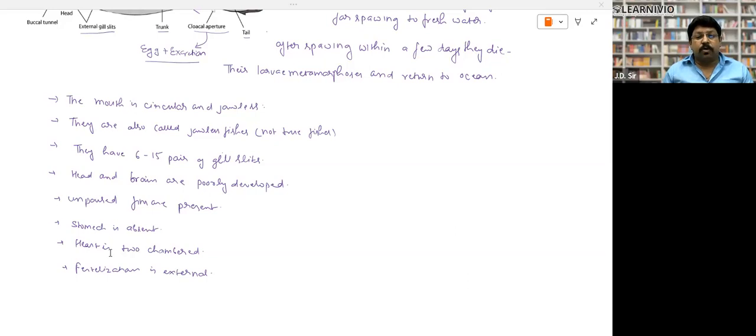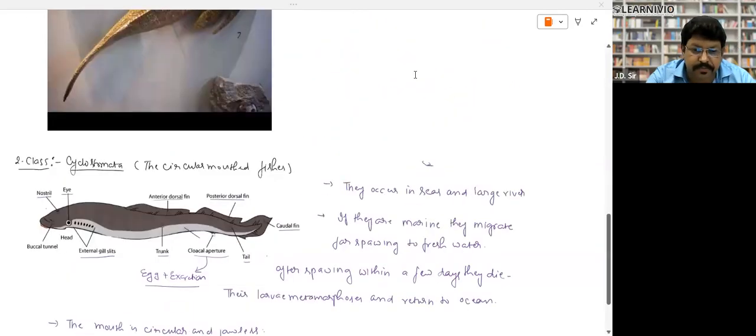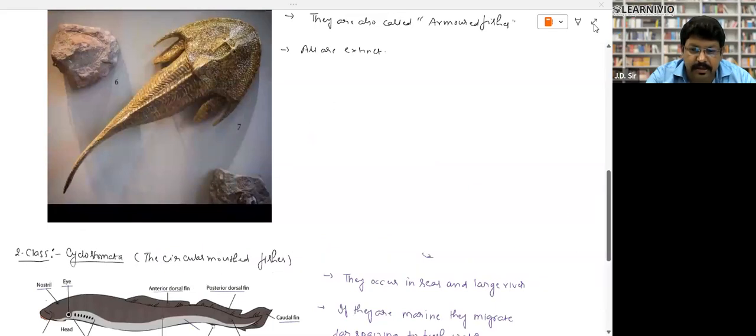Stomach is absent. They do not require it because they are parasites. Next. Heart is two-chambered, the same like fishes. Next. Fertilization is external.